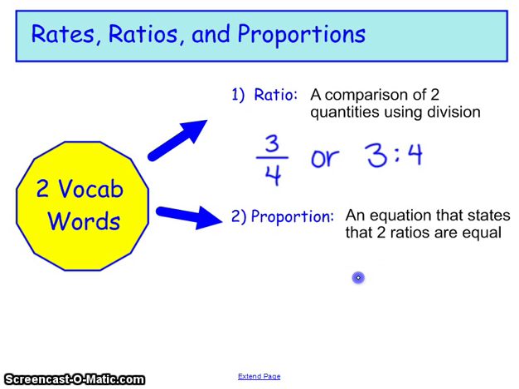On the other hand, a proportion is an equation that states that two ratios are equal. So I could say that the ratio of 3 to 4 was equal to the ratio of 6 to 8. This would be a proportion because we're looking at two ratios that are equal. These are equivalent fractions because if you divide 3 by 4, you get 0.75. Same thing happens if you divide 6 by 8, you get 0.75, and it reduces to 3/4.